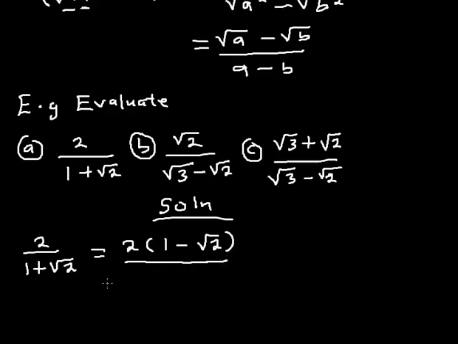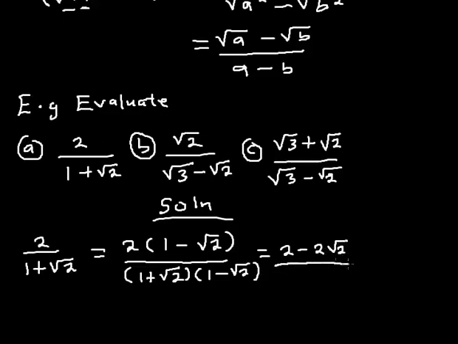Divide bracket. 1 plus root 2. I still need to multiply by the conjugate, which is 1 minus root 2. Okay, let's do this. So I have to expand this. 2 multiplied by 1 will give me 2. And of course, 2 multiplied by minus root 2, that's going to be minus 2 root 2.